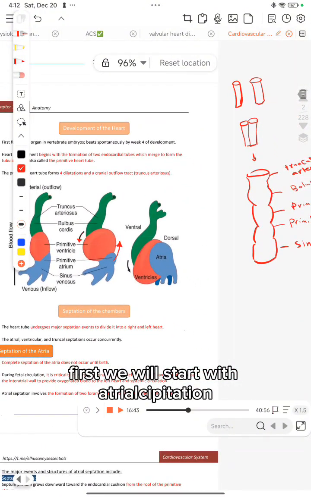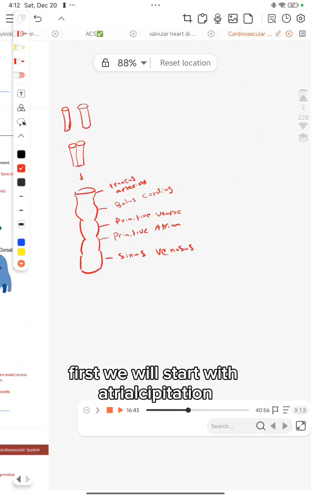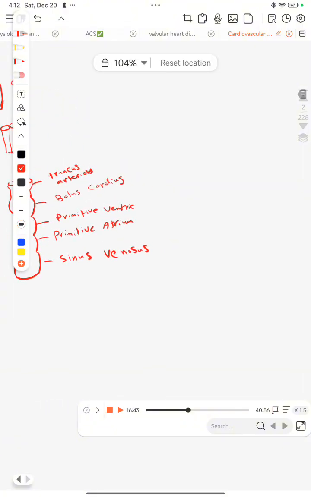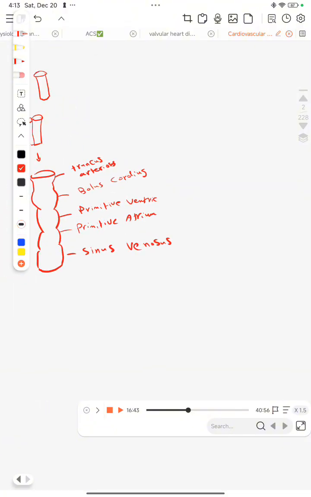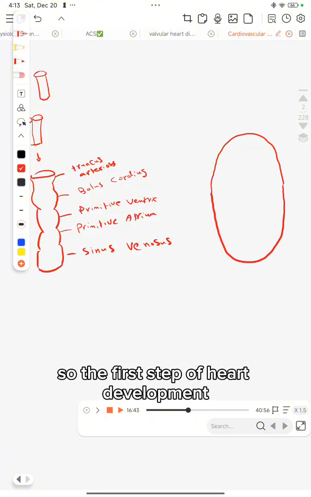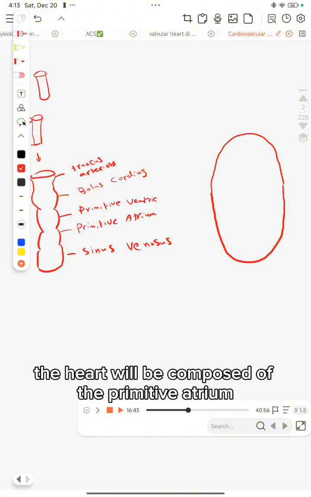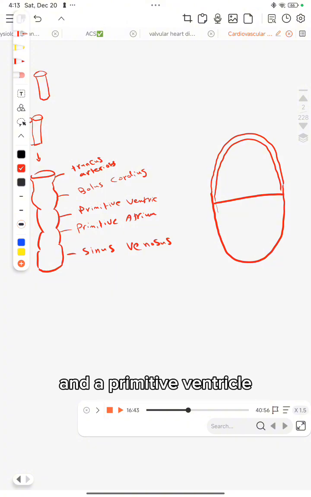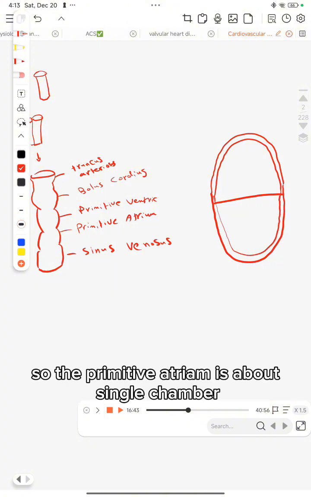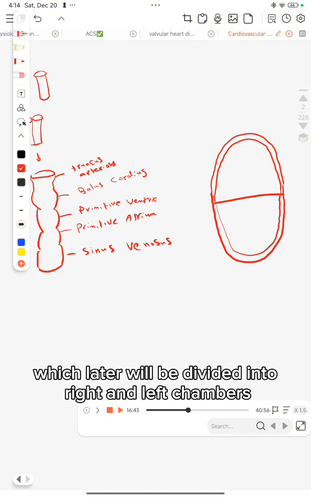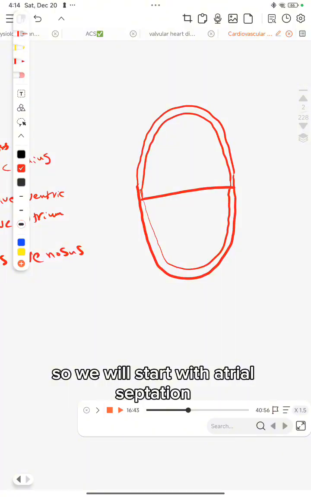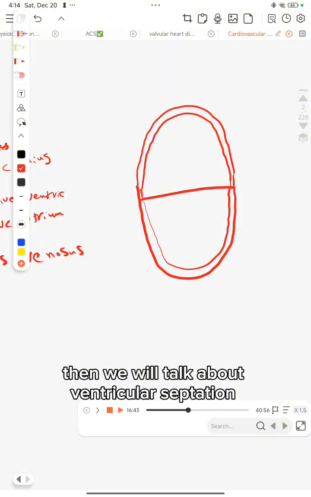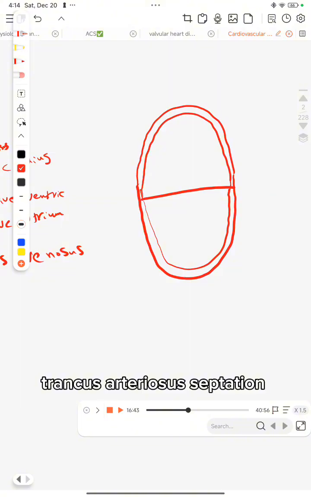First, we will start with atrial septation. This primitive heart tube will be dilated. So in the first step of heart development, the heart will be composed of the primitive atrium and a primitive ventricle. The primitive atrium is a single chamber, which later will be divided into right and left chambers. So we will start with atrial septation, then we will talk about ventricular septation and truncus arteriosus septation.